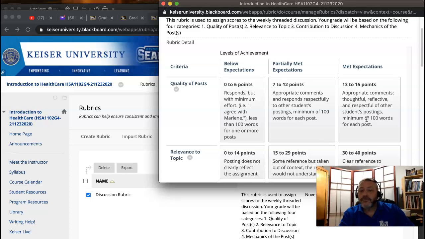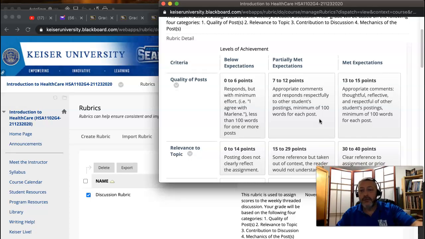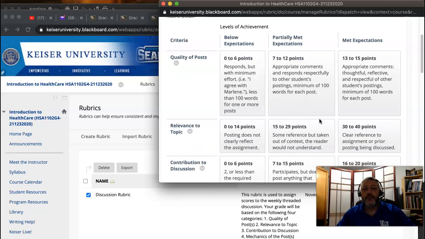If you're providing a response and it's halfway there, you're not really giving it your all, you're going to lose points. If the words are not at least 100 words, you're going to lose points. And if you respond to someone saying, I agree, well, you're probably not going to get too many points. You'll probably be down in the below expectations section. So make sure that you're trying to encourage other people to respond to your post based on what you've written, and you also want 100 words.